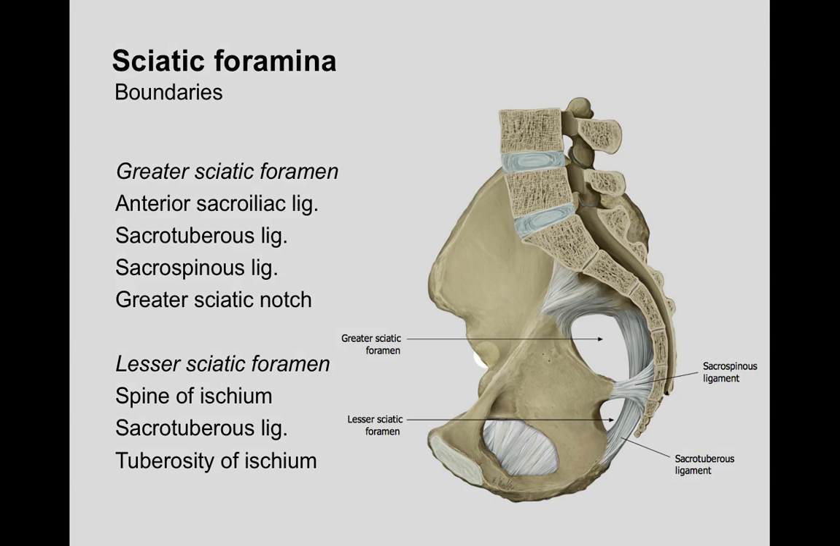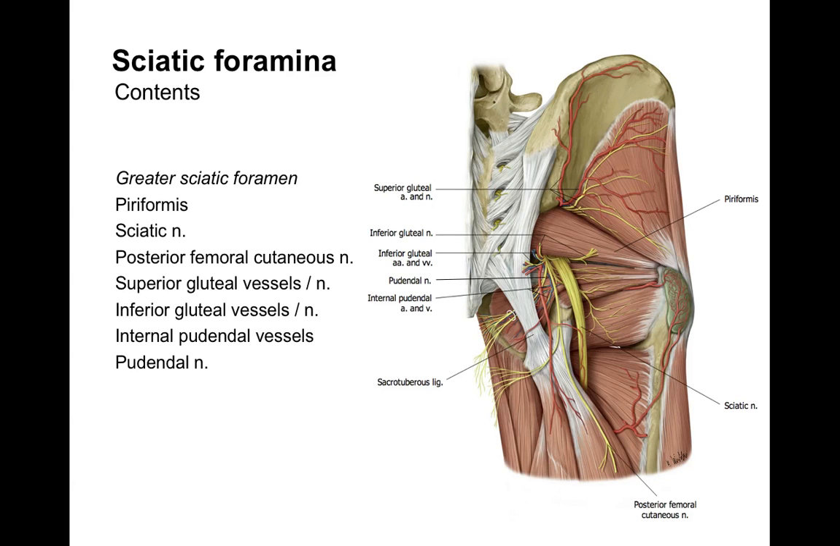The larger being the greater sciatic foramen. It is superior to the lesser sciatic foramen, and its boundaries are the following: the anterior sacroiliac ligament, the sacrotuberous ligament, sacrospinous ligament, and the greater sciatic notch of the innominate bone. These boundaries all come together to form the greater sciatic foramen. And in a similar fashion, the spine of the ischium, the sacrotuberous ligament, and the tuberosity of the ischium form the lesser sciatic foramen. Now, with these boundaries understood, let's discuss the contents.